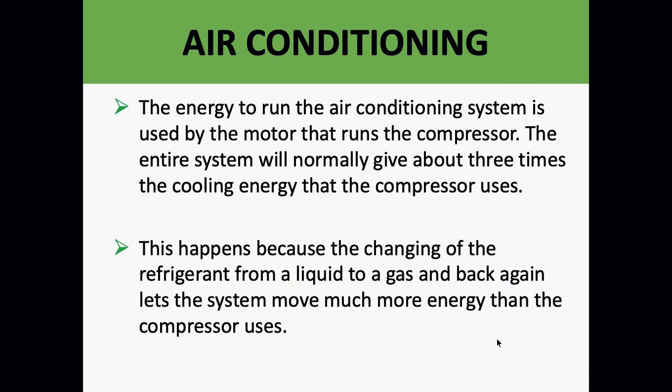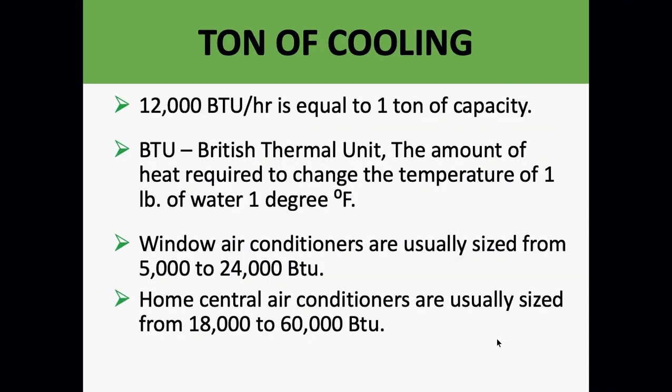I'm not going to go into that too much here, but because of the refrigeration cycle, we actually create 3 times as much heat movement energy than the compressor uses. That's just an average. We've talked about this. 12,000 BTUs is 1 ton of capacity. Okay, 12,000 BTU per hour is 1 ton.